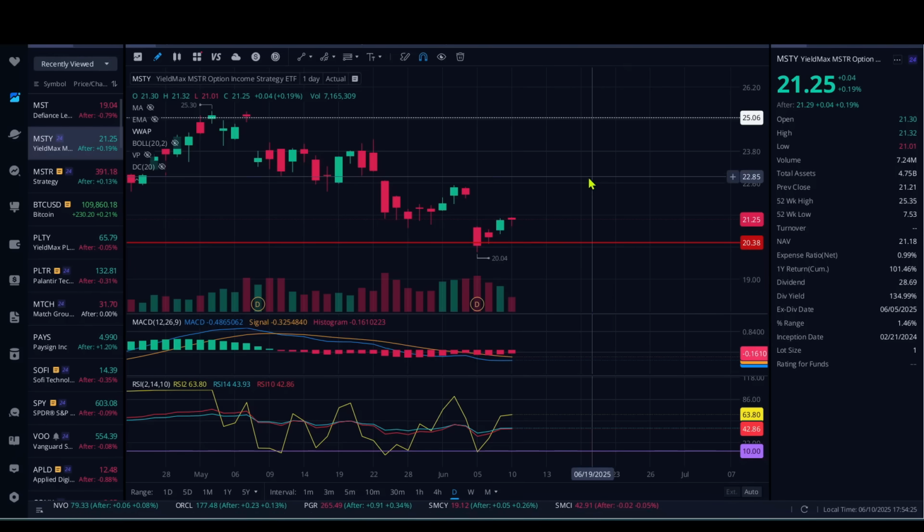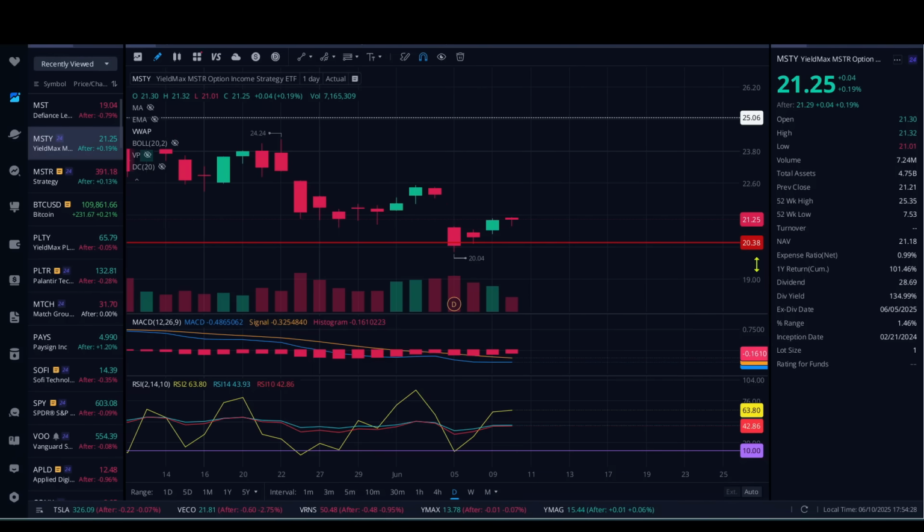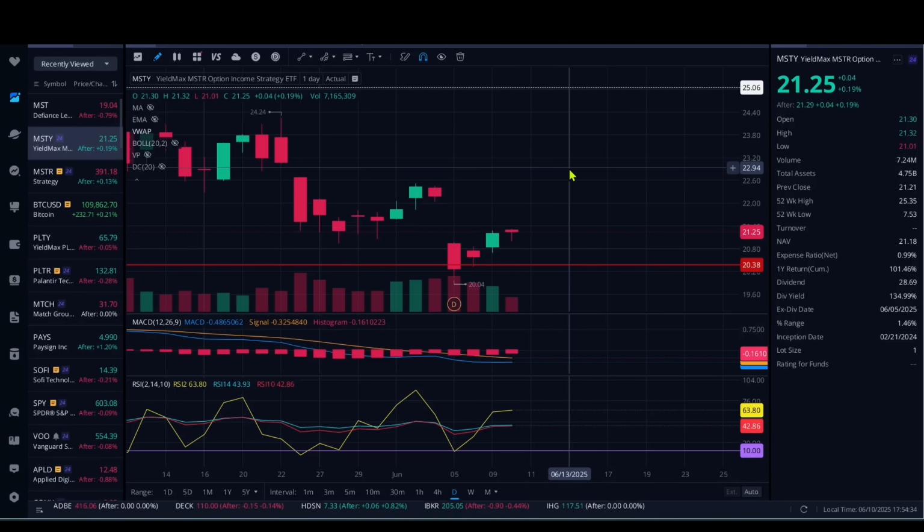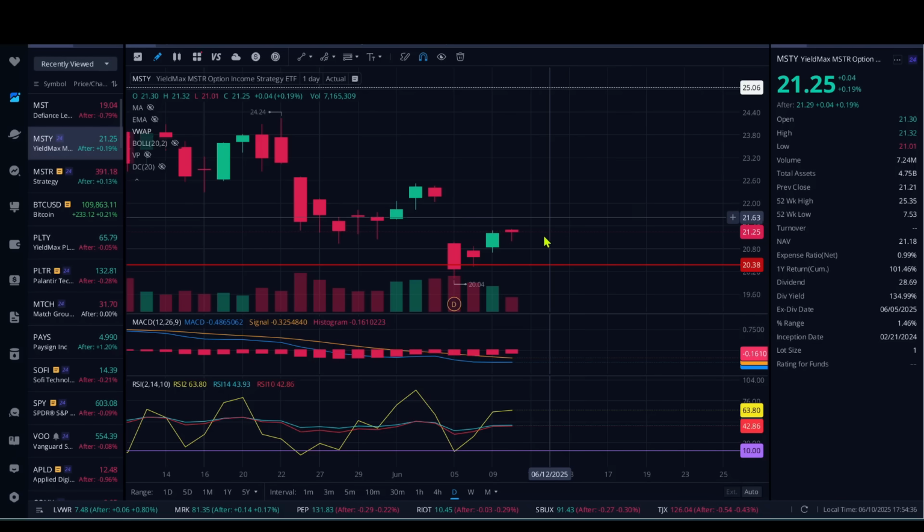And that's just simply because the opening for today, and if I hover over that candle, you'll see up here at the top what those numbers are, and I'll call them out because they're kind of small. That opening for today was $21.30, but it closed at $21.25. So it closed under the open, and therefore you have a red candle.